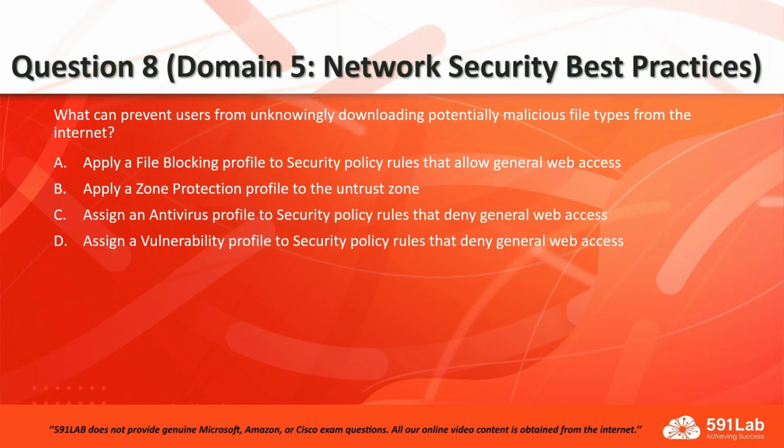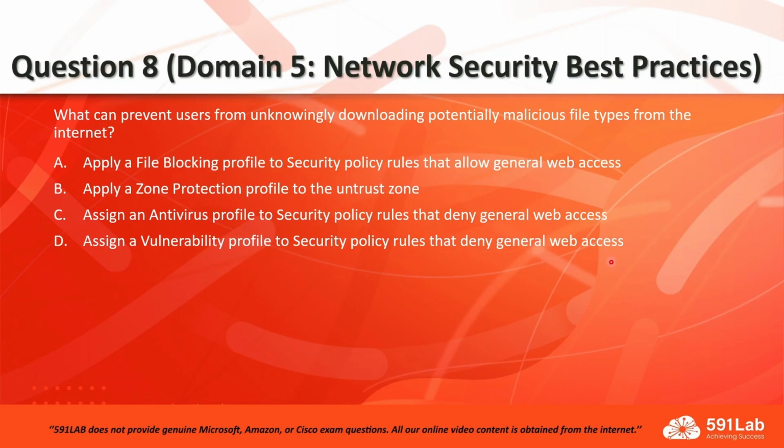Let's go to question number 8. Question number 8 is as follows. What can prevent users from unknowingly downloading potentially malicious file types from the internet? The options are as follows. A. Apply a file blocking profile to security policy rules that allow general web access. Or B. Apply a zone protection profile to the untrust zone. Or C. Assign an antivirus profile to security policy rules that deny general web access. Or D. Assign a vulnerability profile to security policy rules that deny general web access.